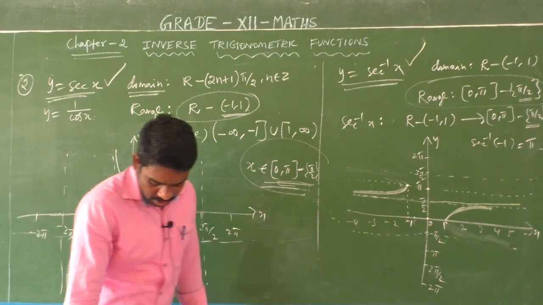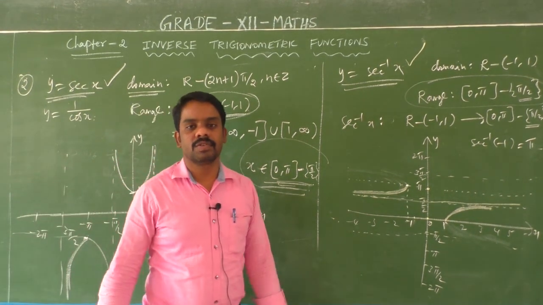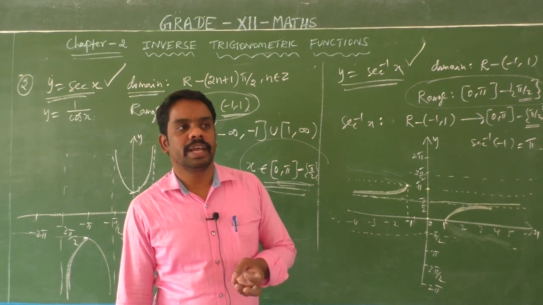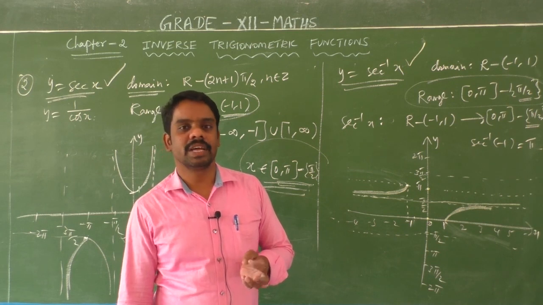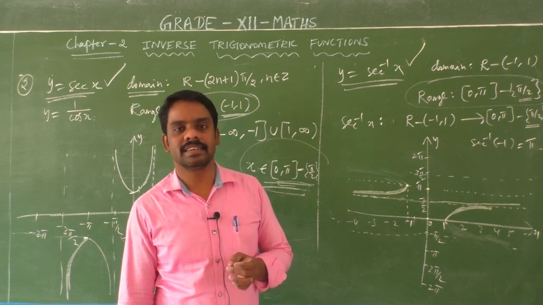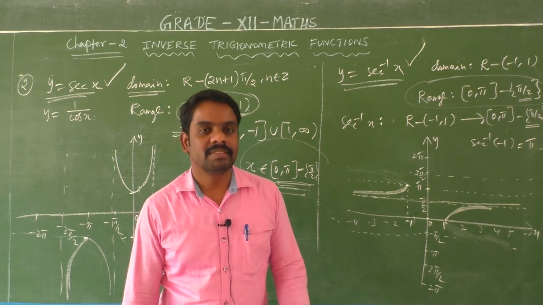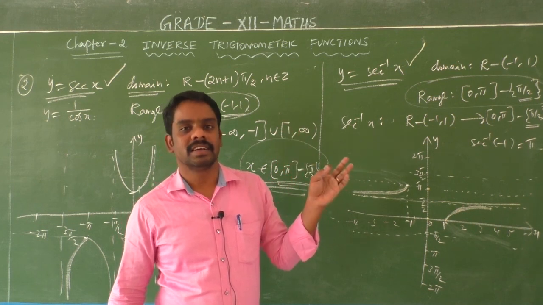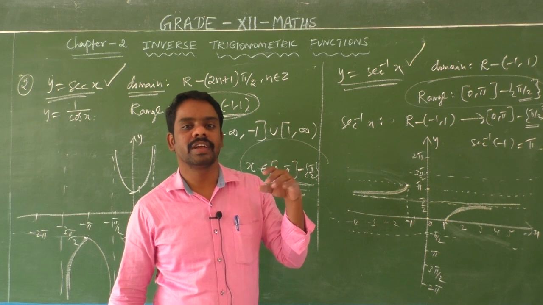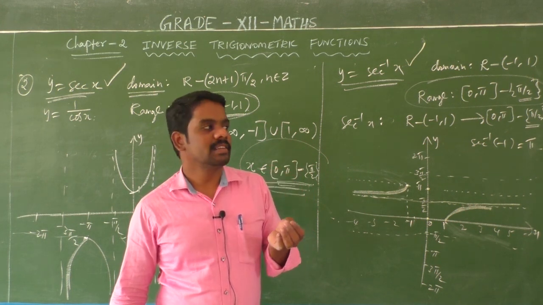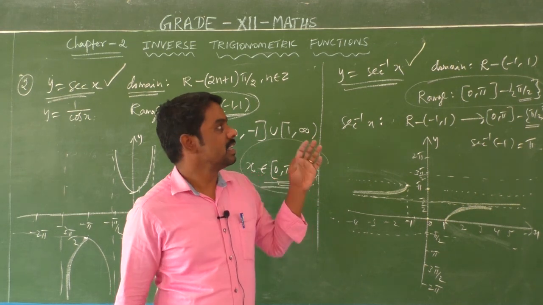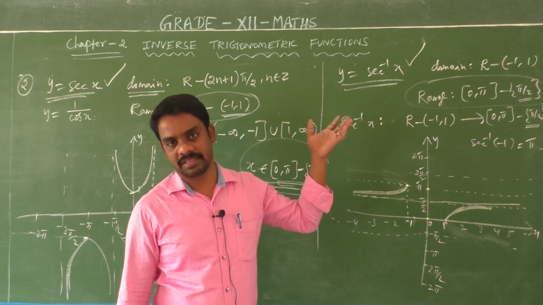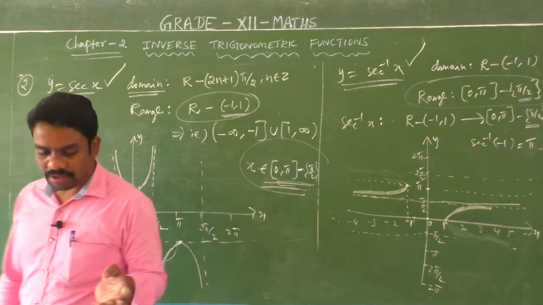Okay students, today's class is over. Once again, y equal to secant x and secant inverse x, y equal to cosecant x and cosecant inverse x. You prepared very well in the domain of these curves y equal to cosecant x and y equal to secant x, and also the range of these curves. Similarly, the same for the domain and range of the functions secant inverse x and cosecant inverse x. Very, very important, domain and range. Okay, right. See you next class. Okay, bye.